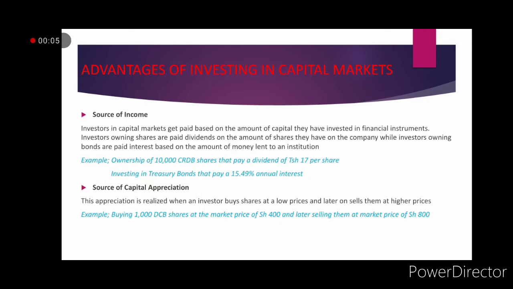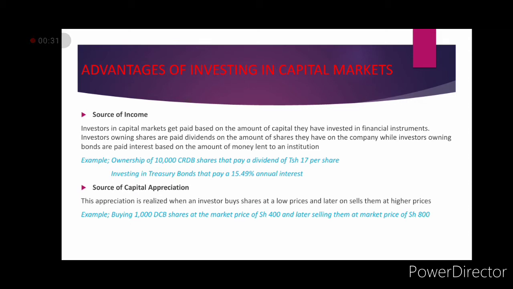Advantages of investing in capital markets. So let's get down to it. The first advantage is source of income. Investors in capital markets are paid based on the amount of capital they've invested in these financial instruments. Investors owning shares are paid dividends based on the amount of shares they have in the company, while investors owning bonds are paid interest based on the amount of money lent to the institution.